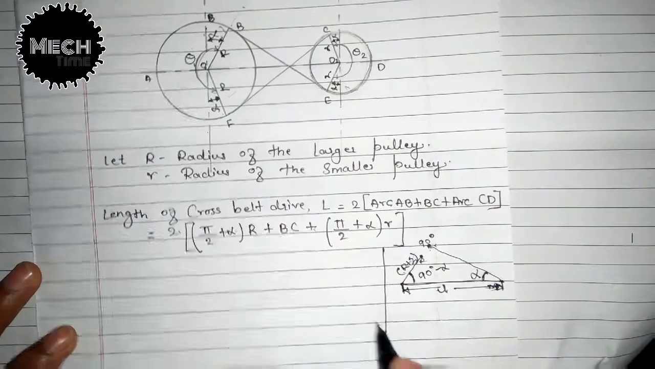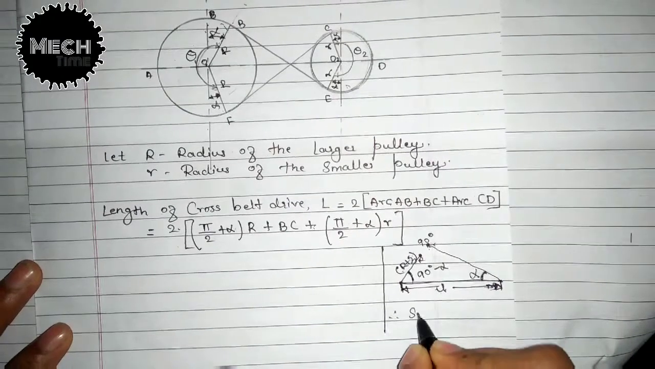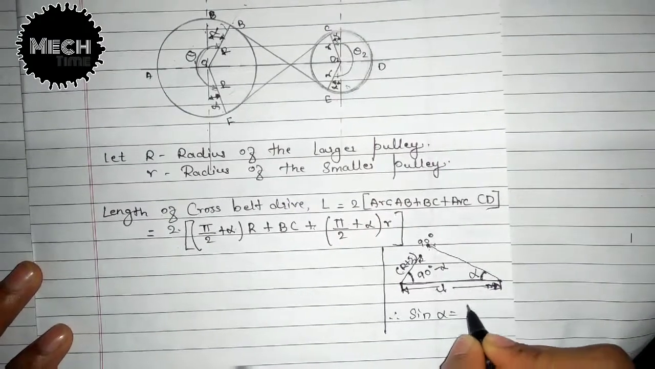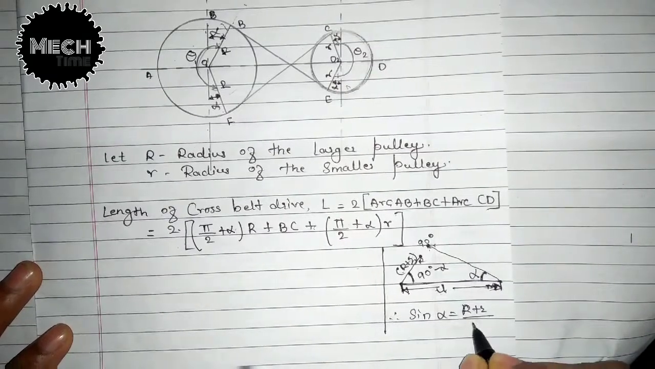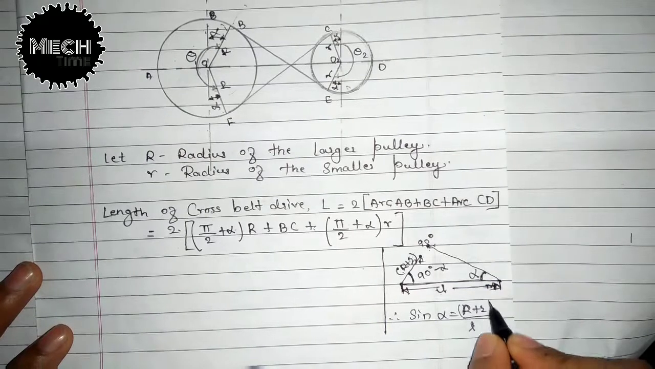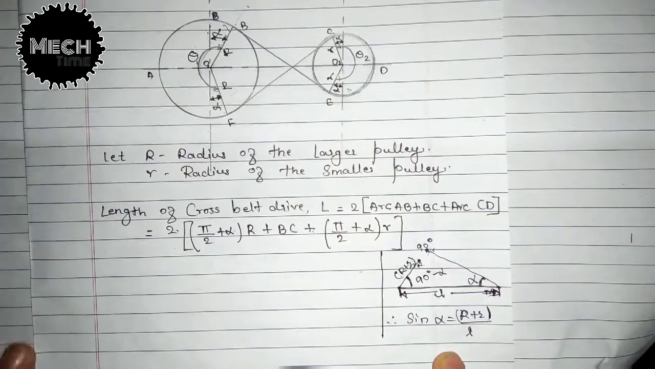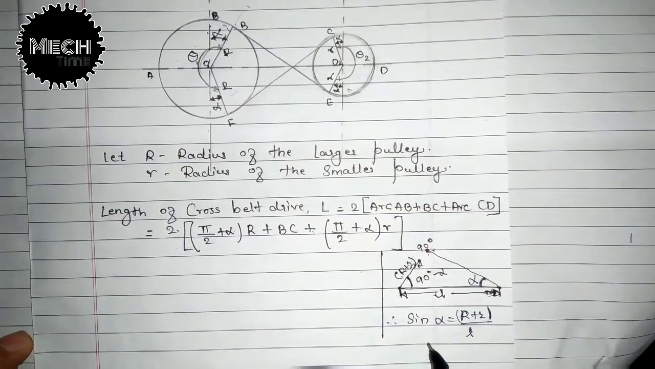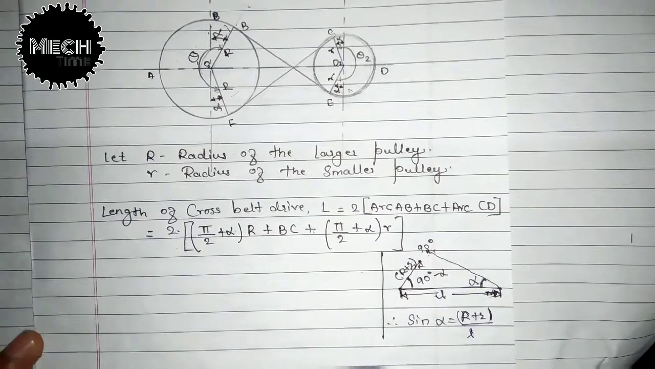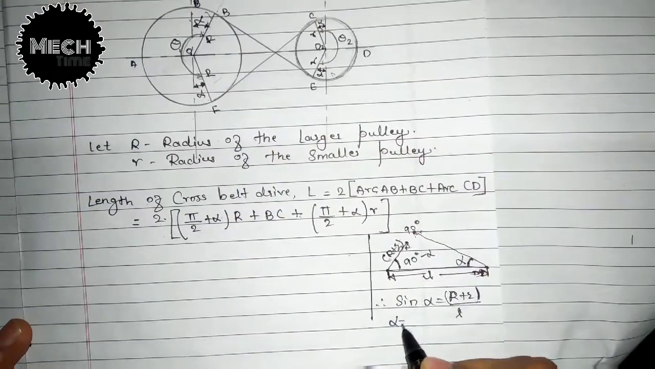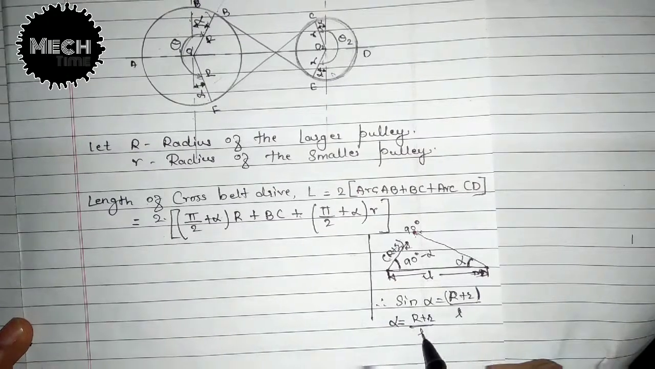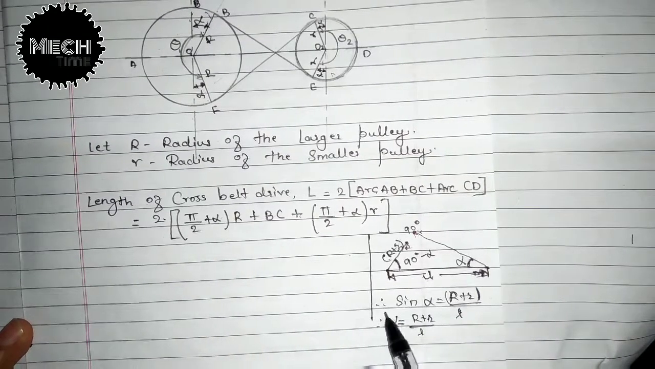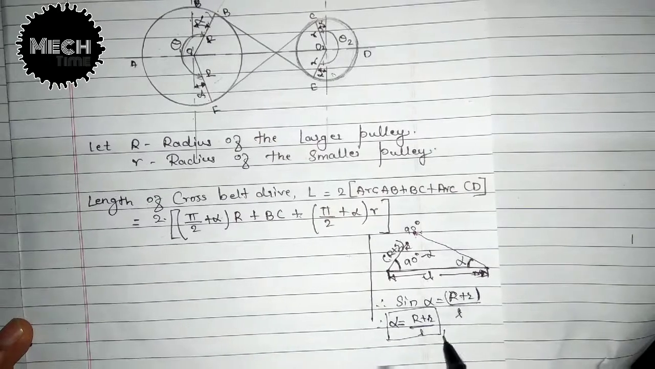Therefore, sine alpha is equal to capital R plus small r divided by L. In the last video I told you that sine alpha will be a very small value, therefore we'll consider alpha equals capital R plus small r by L. So this is our alpha value. Remember this value.